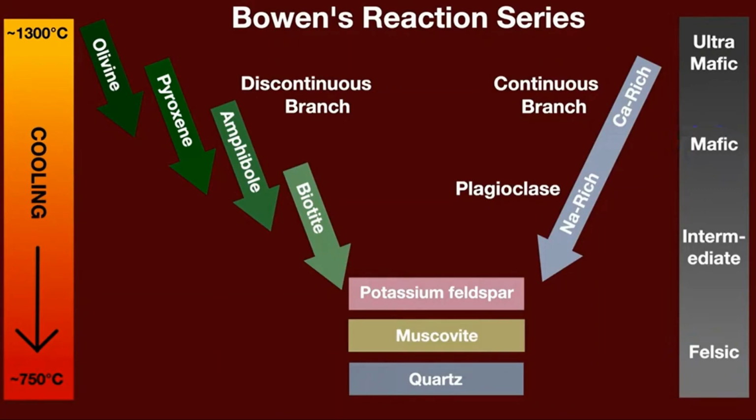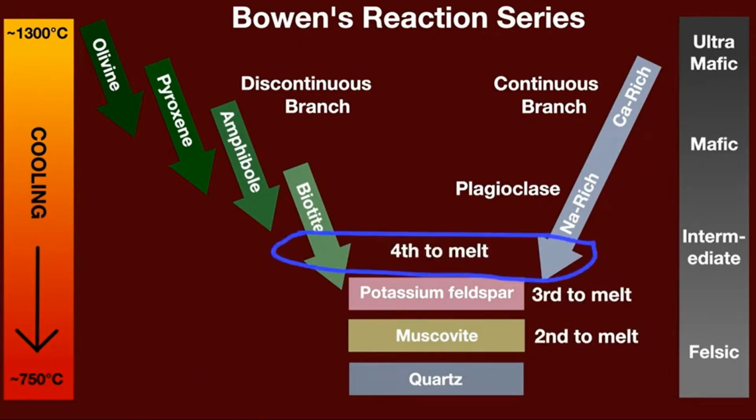Something important that I should point out is that this diagram can run in the other direction. Let's say we built a rock somehow that had olivine and pyroxene and amphibole and biotite and plagioclase and potassium feldspar and muscovite and quartz. Those kind of rocks don't really exist in real life, but let's just say we made one and we started to melt it. Well, the first mineral that would melt would be quartz, and then the next mineral to melt would be muscovite, and then the next one would be potassium feldspar, and then we'd start melting biotite and the sodium plagioclase.